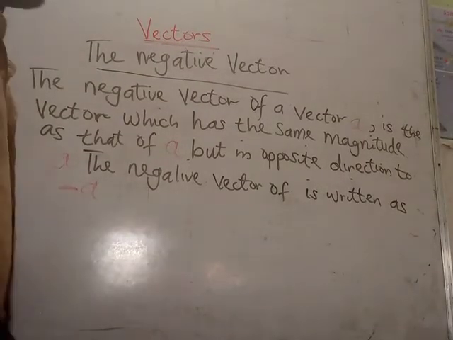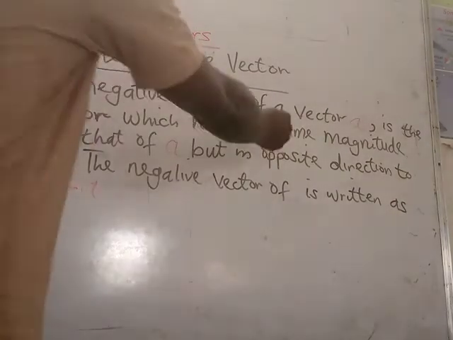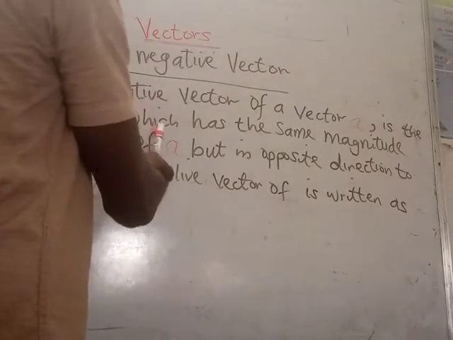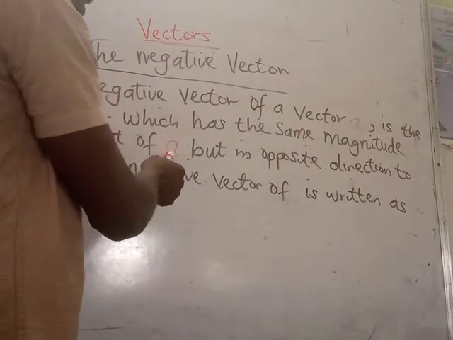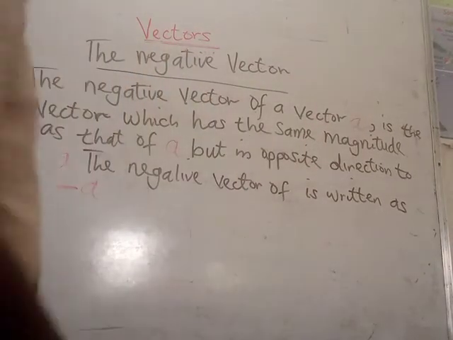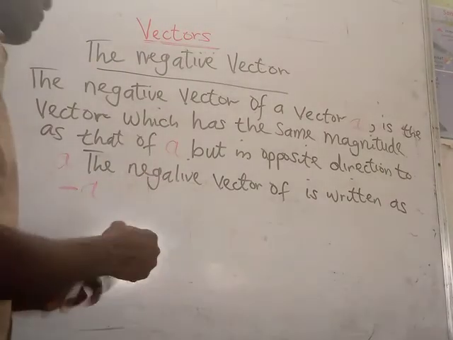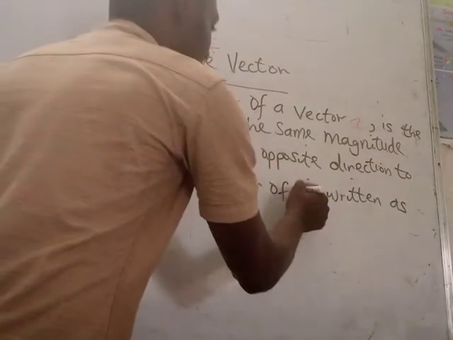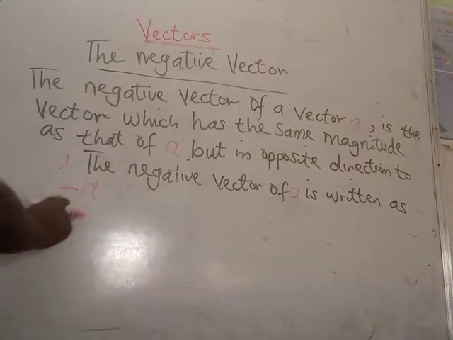The negative vector. The negative vector of a vector A is the vector which has the same magnitude as that of A, but in the opposite direction to A. The negative vector of A is written as minus A, negative A.